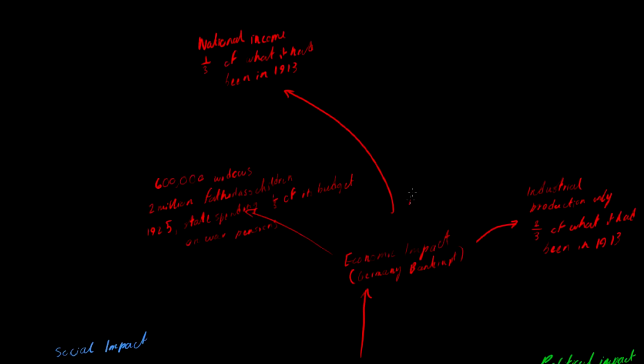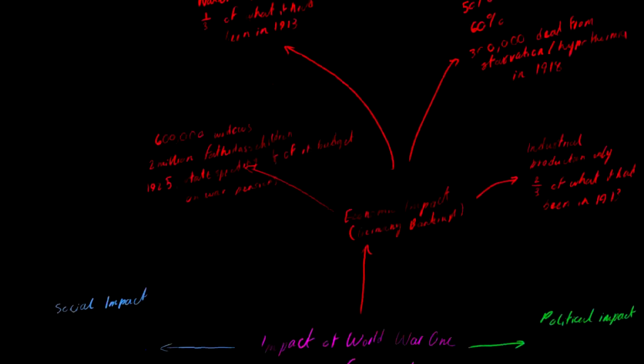And we also have acute shortages of food. So by 1918, Germany was only producing 50% of the milk, 60% of the butter and meat it had produced before the war. Fuel was short and people were cold. Nearly 300,000 people died from starvation and hypothermia in 1918 alone. So 300,000 dead from starvation or hypothermia, and that was in 1918 alone. Okay, so that's some of the economic impacts of the war on Germany.